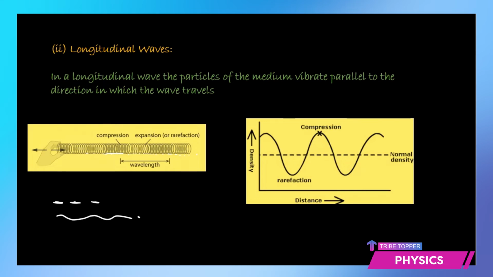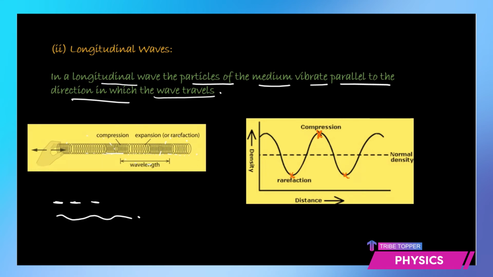So the wave has traveled from left to right, but at the same time the particles were vibrating in the same direction. So in a longitudinal wave, the particles of the medium vibrate parallel to the direction in which the wave travels. They both move in the same direction. If we take the graphical representation, that will look like the same wave. But what is the difference here? The top peaks would be known as compressions and the bottom peaks would be known as rarefactions.